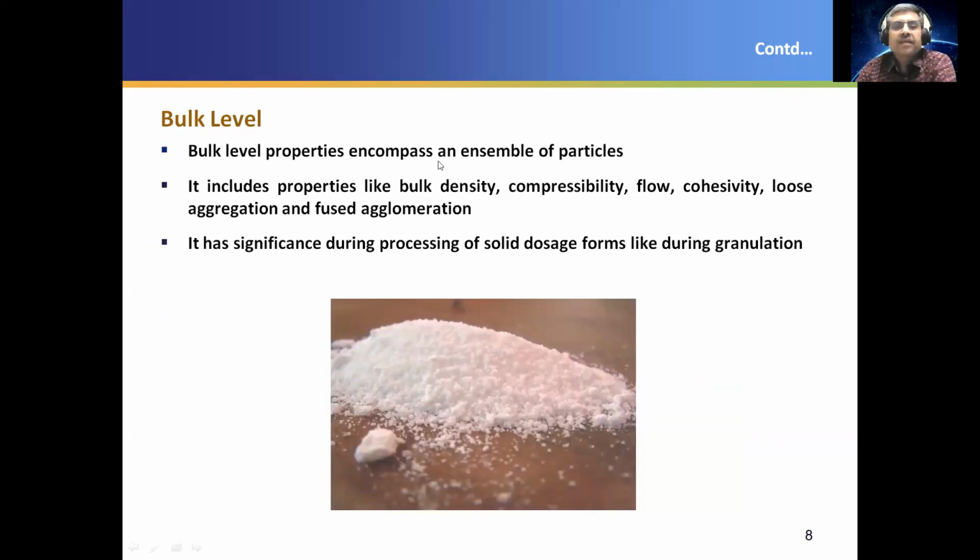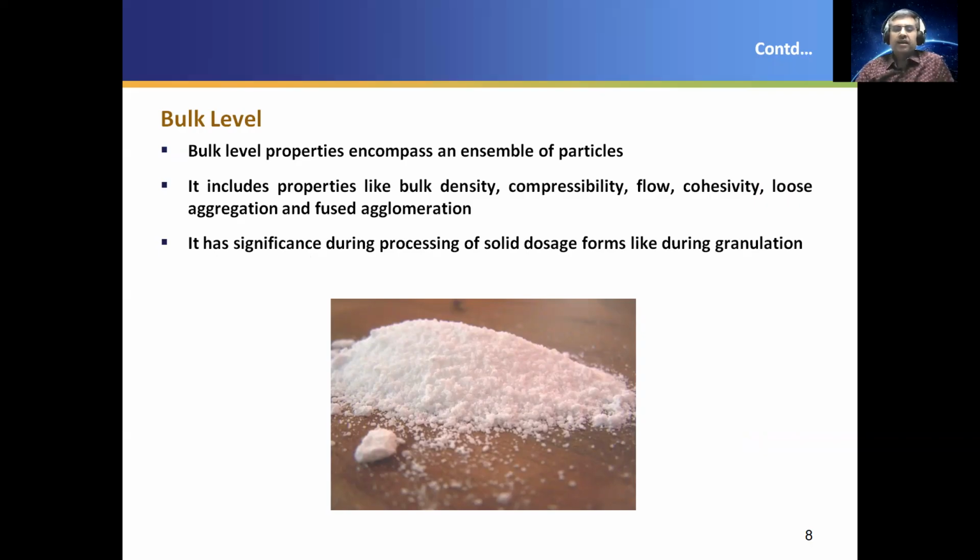Bulk level properties encompass an ensemble of the particles. Ensemble means a group of the particles, and it includes properties like bulk density, compressibility, flow, cohesivity, loose aggregation, and fuse agglomeration. It has main significance during processing of the solid dosage forms like granulation. In fact, during granulation, we deliberately change the bulk level of the powders by including a binder in the formulation so that the powder is converted into granules.